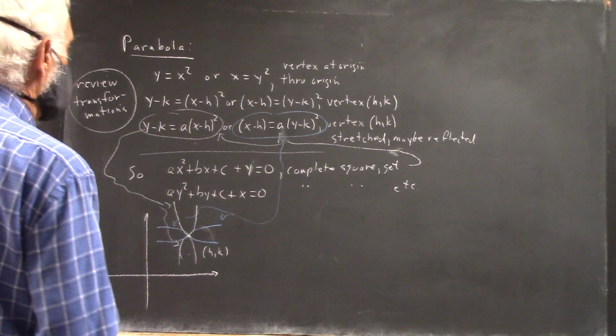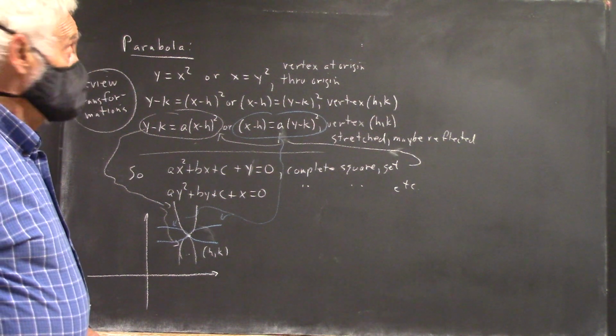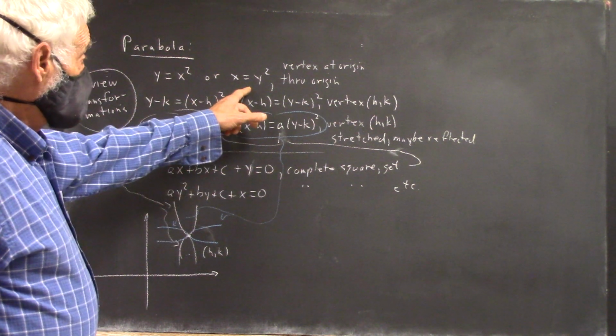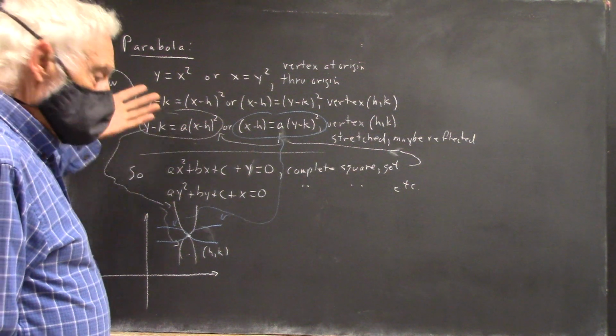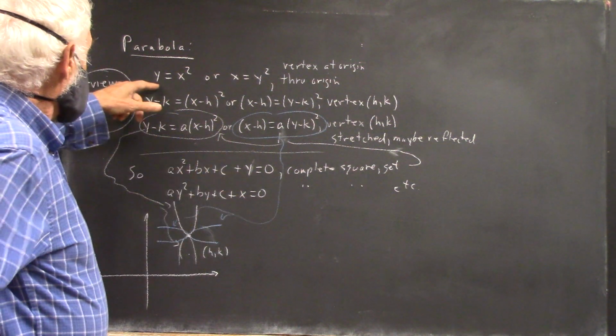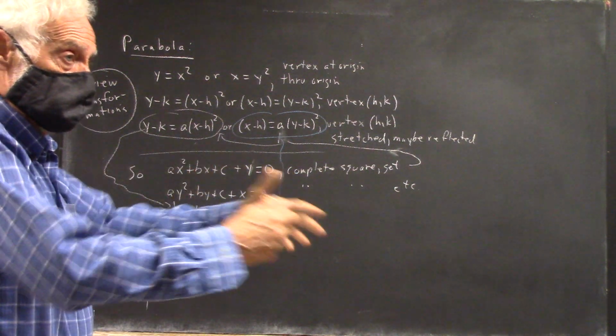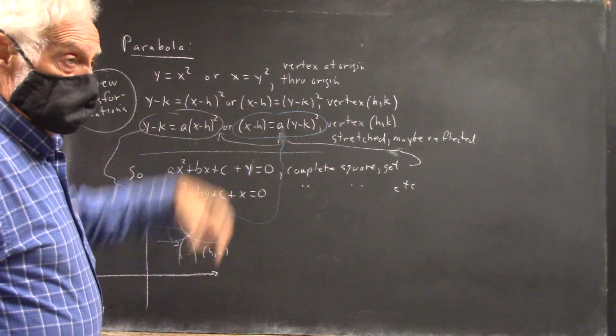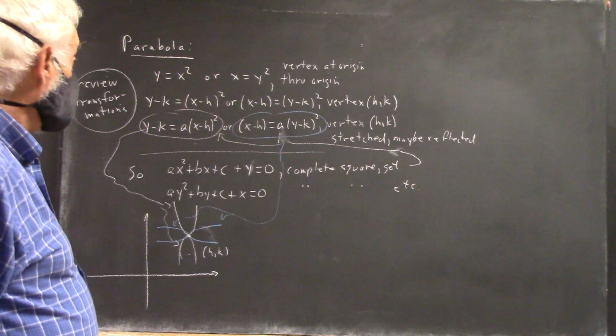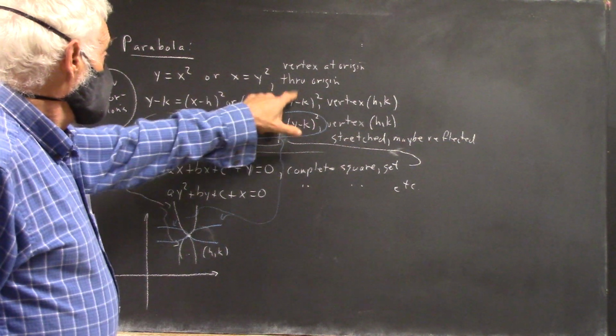Okay, so a little review of precalculus. You know, y equals x squared or x equals y squared gives you a parabola. If it's y equals x squared, it opens up or down. If it's x equals y squared, it opens to the right or left. It's got a vertex, an extreme point, and the vertex in this case would be at the origin.